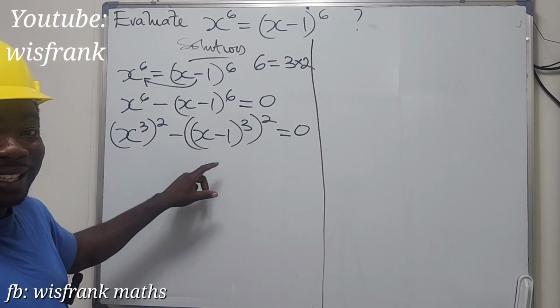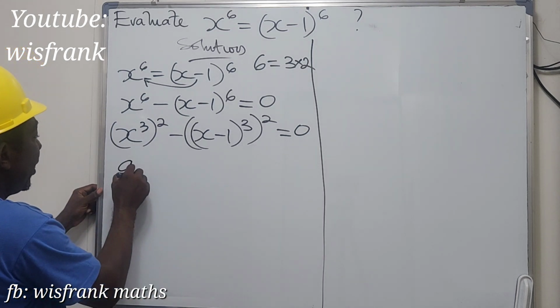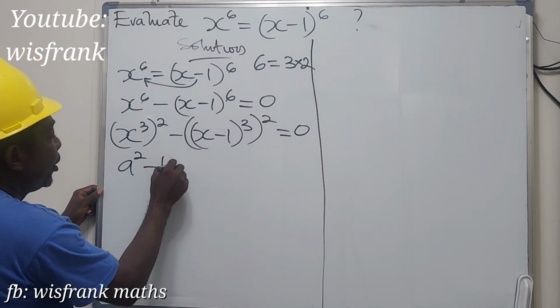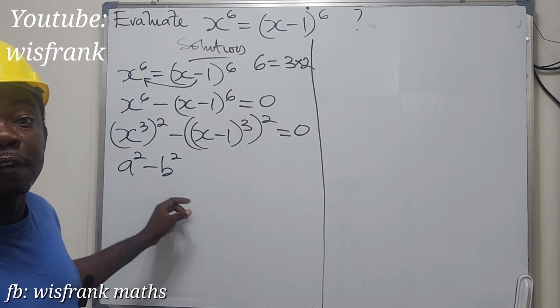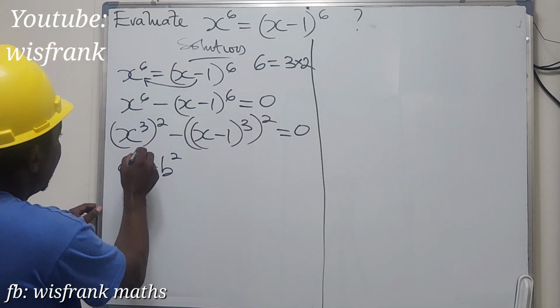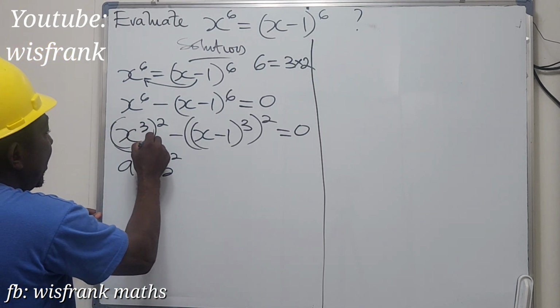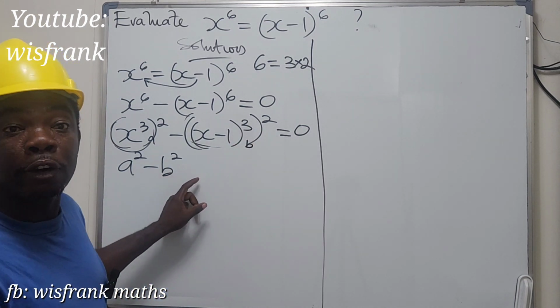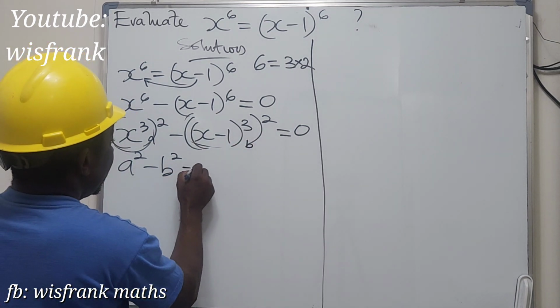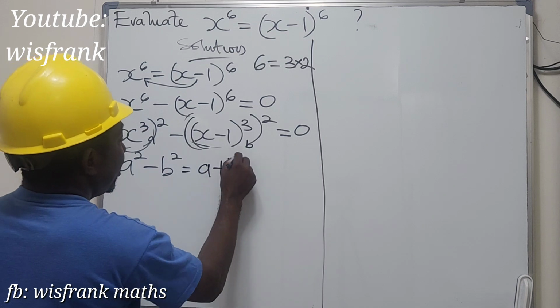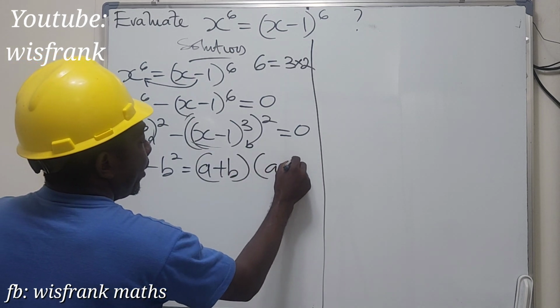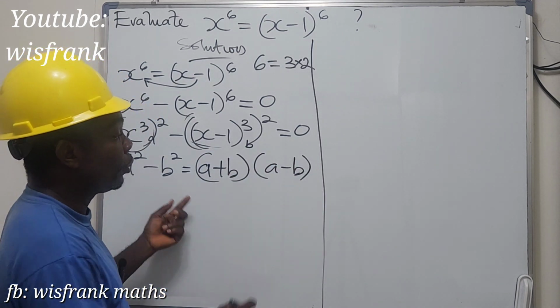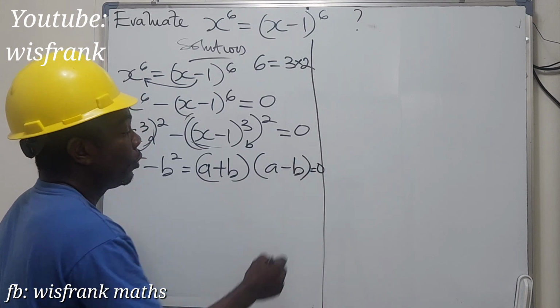You can see that this is in the form a to the power of 2 minus b to the power of 2, which is the difference of two squares. So the whole of this place is a and the whole of this place is b. The solution of the difference of two squares becomes a plus b into a minus b. So this is the solution of the difference of two squares equals 0.